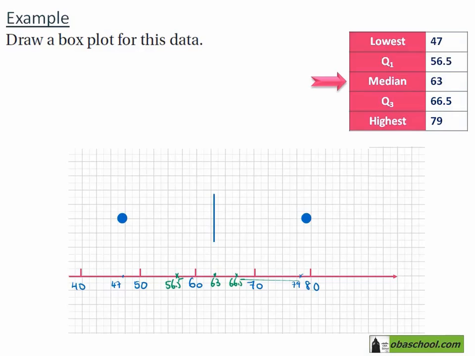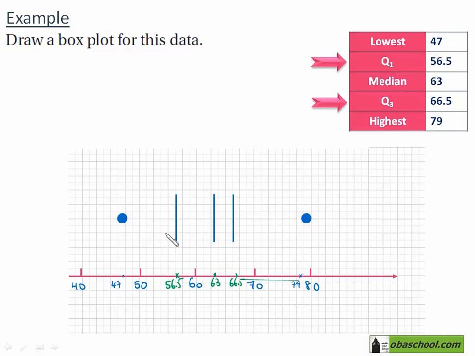At these three coordinates, we're going to draw equal length straight lines that are parallel to each other. For the median, it was at 63. And now let's draw another one for Q1 and another one for Q3. Notice that they are of equal length. Doesn't matter the length again, but the length of all three straight lines should be equal.